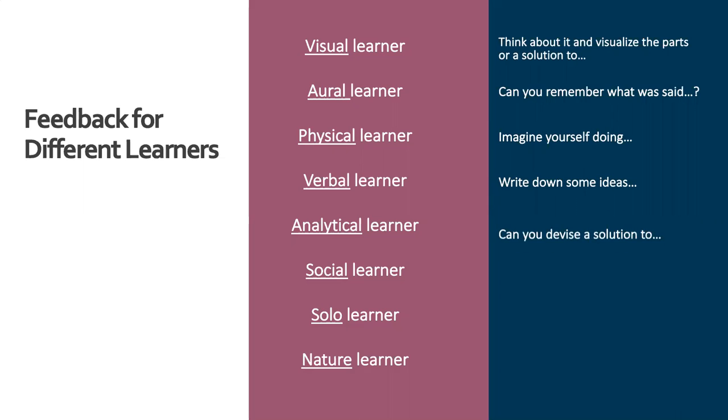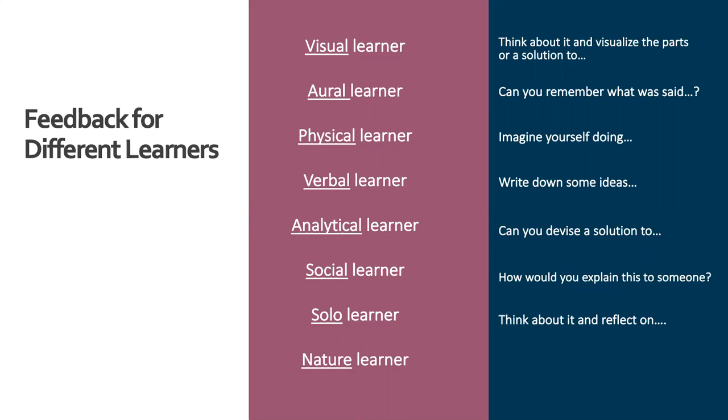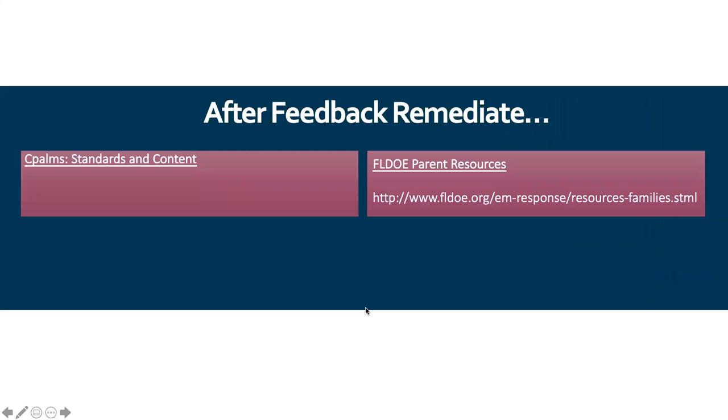Go ahead. With the analytical learner, of course, they want to solve a problem. Can you devise a solution to something? Can you figure this out? A social learner, you might ask them to explain it to someone else. They would imagine solving this by telling someone else a solution. The solo learner, you might say, think about this, analyze it, and reflect on what it means. The natural learner likes to categorize things. The nature learner typically likes to put things in categories. They like to organize things. They're somewhat like the analytical learner, interestingly. And you might say, where does this fit in with ideas on X? And you might give them an example from nature. So that's some of the feedback that we can give to our particular learners about remediation.